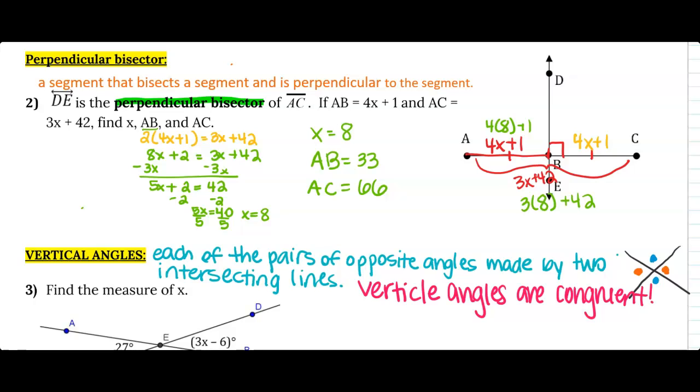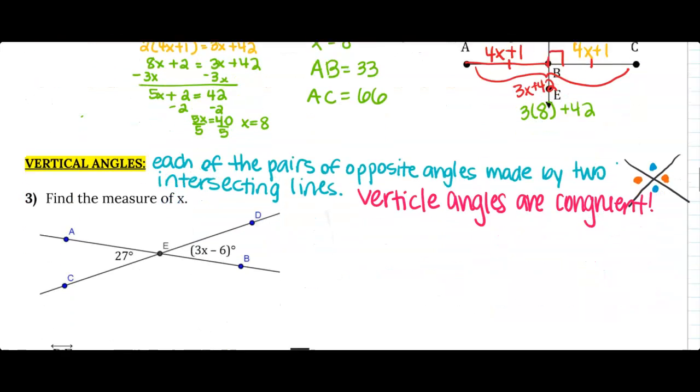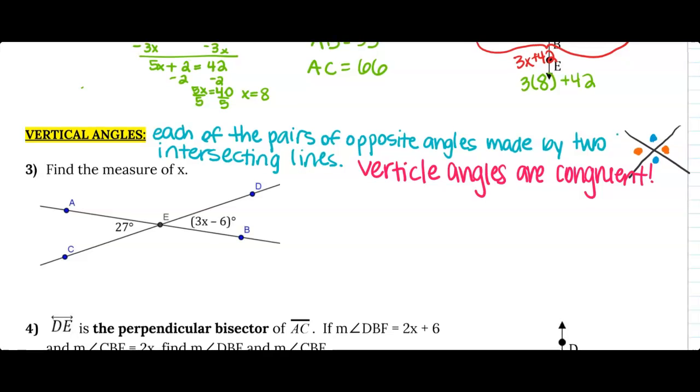So since they are congruent, that means that the angles, their measures will be equal. So when we look at number 3, we see that AEC is vertical to DEB. Since they're vertical, we know that their measures are equal. So we can set up our equation to be 3x minus 6 is equal to 27.